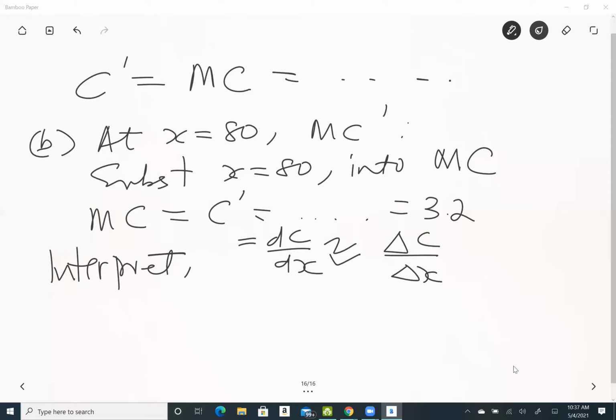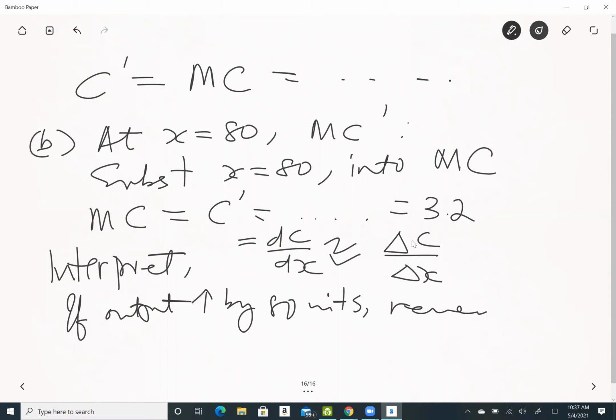Anybody? If output increases by 80, the cost will decrease by 3.2. All right, so I will write down here: if output increases by 80 units of blenders, revenue would decrease, will decrease by 3.2. Is that right or is it wrong?